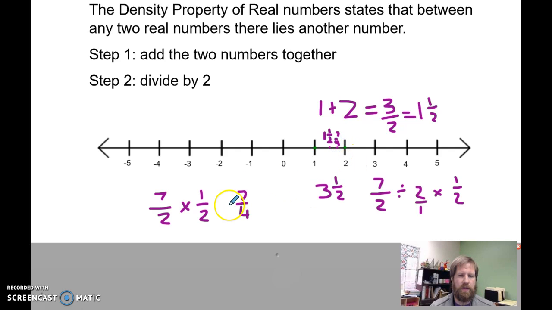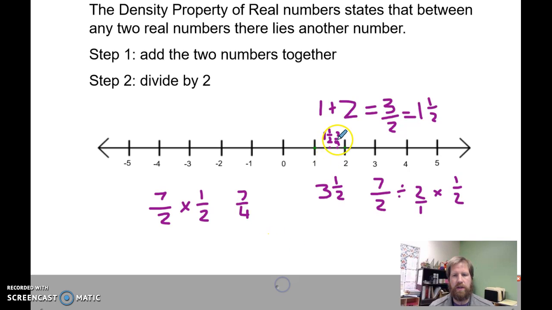Okay, and I could keep going. I could do 7/4 to 2. Well, that's going to be another, let's see, another 15 fourths divided by 2, that'd be 15/8.